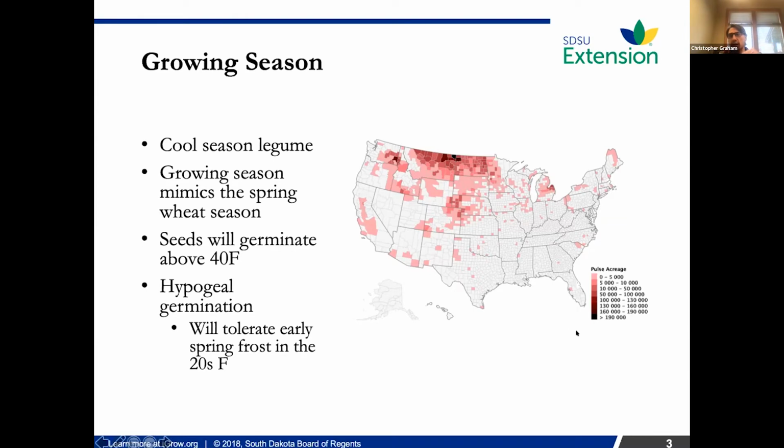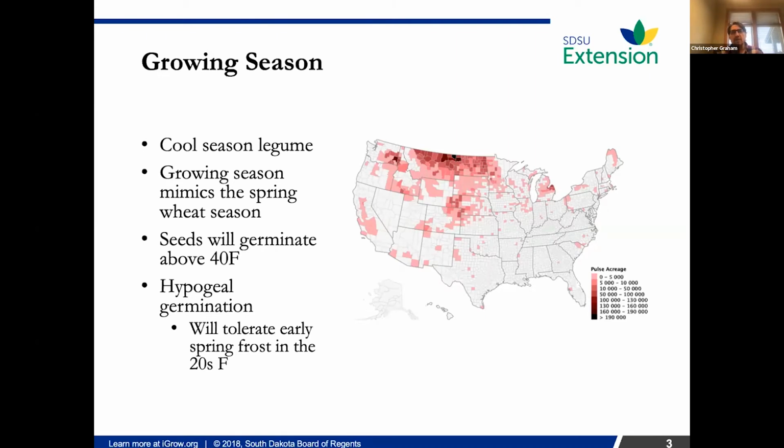So the growing season, I often say it mimics the spring wheat season. Typically hoping to plant early April or so, and harvest in July, similar to spring wheat. Yields are even very similar. If you get 40, 50 bushels of wheat, usually that's about where you get for peas as well. So seeds will germinate above 40 degrees Fahrenheit.